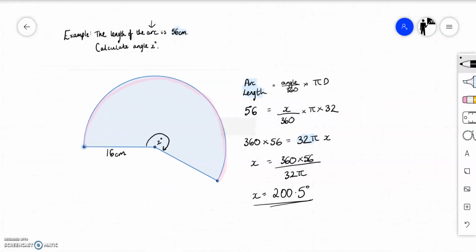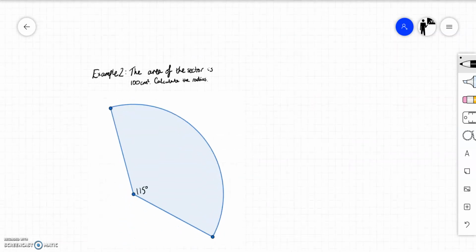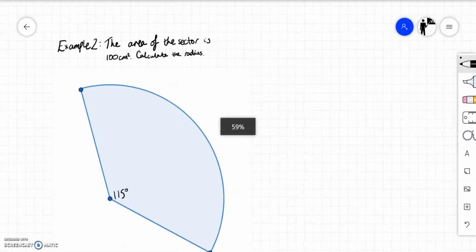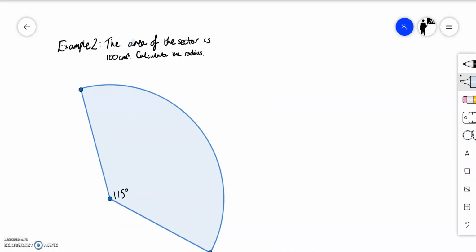Okay, so in this problem we had to work backwards to find out the angle when we were given the arc length. We could be asked to work out the diameter given the arc length. It just depends on what the question is asking. We've got one more example. Let's have a look at the area of the sector. This time we're talking about the area.